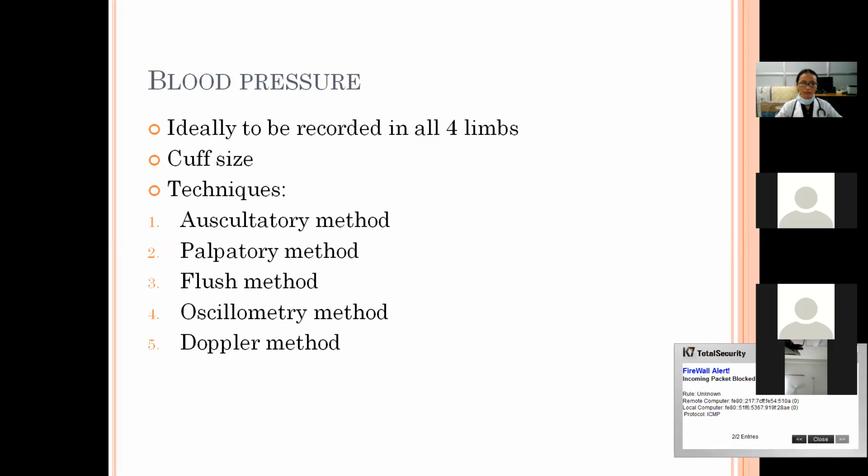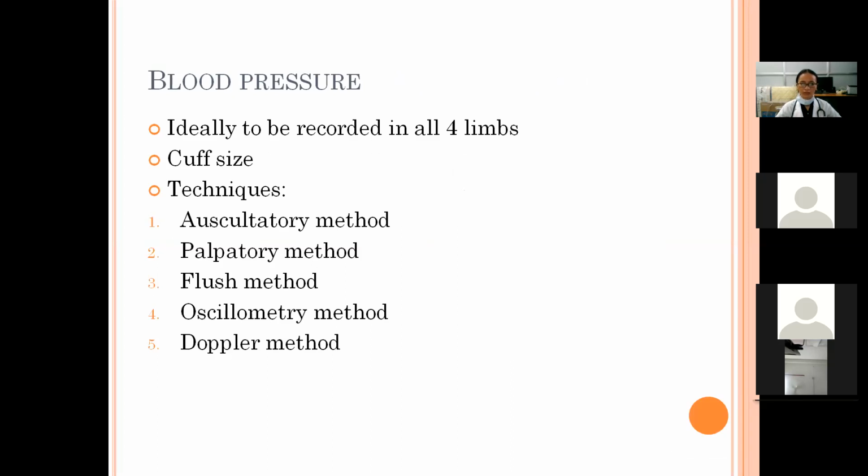So the third vital sign is the blood pressure. Ideally, blood pressure has to be recorded in all 4 limbs, especially if you are suspecting a cardiovascular illness. An important measure in blood pressure recording in children is the cuff size. The cuff size has to be adequate for the child's size and the child's age. So to choose the right cuff size, you have to know how to measure the child to choose the cuff size.